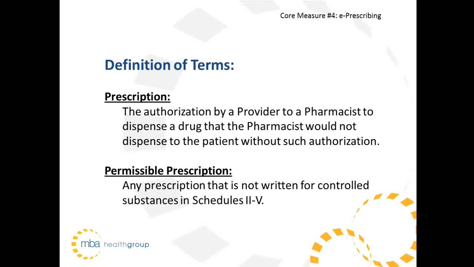So a prescription is defined as the authorization by a provider to a pharmacist to dispense a drug that requires authorization prior to being dispensed. And a permissible prescription is defined as any prescription that is not written for controlled substances found in Schedules 2 through 5.